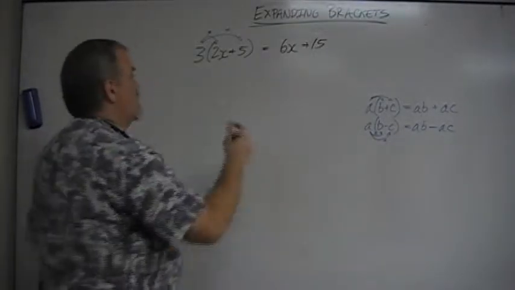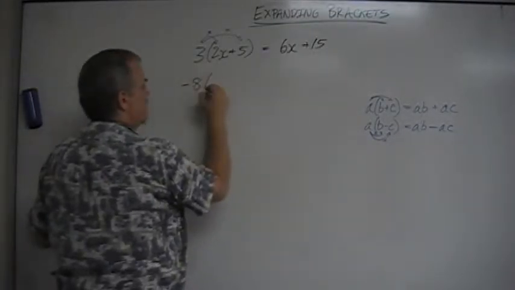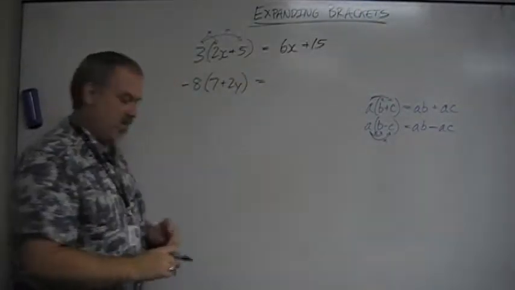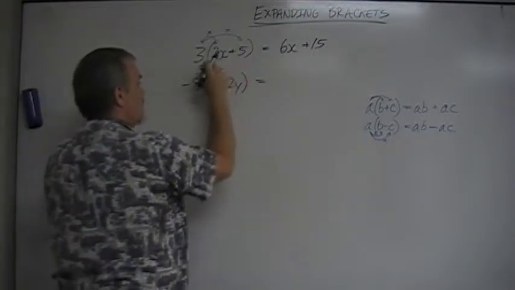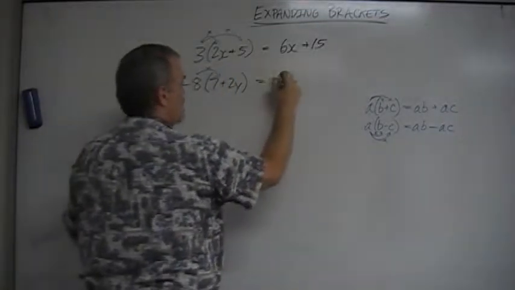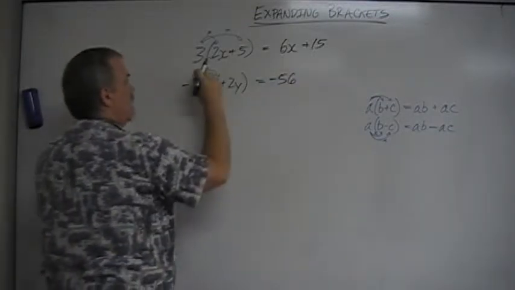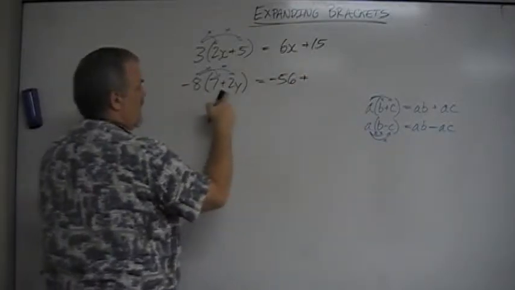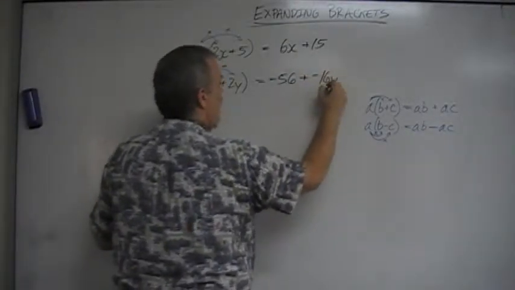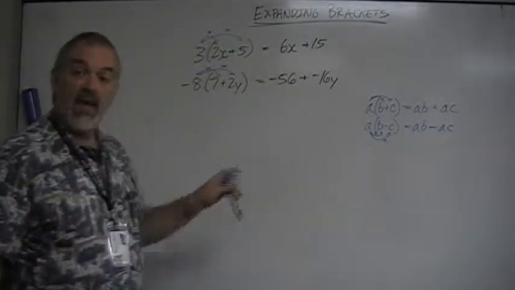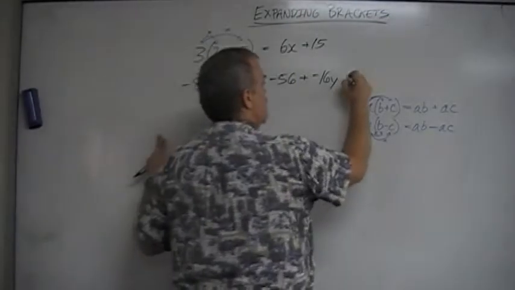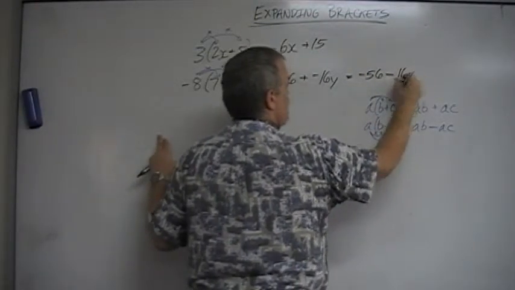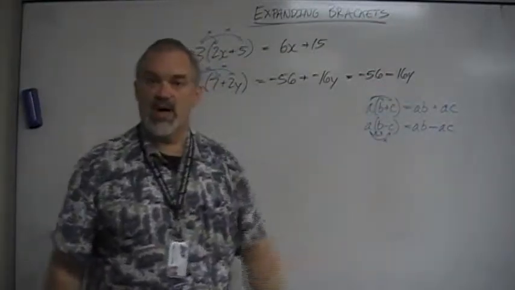Now, we can also do something like this. What if it has a minus 8 out in front? Same idea. Minus 8 times 7 gives me minus 56. Multiply here. Plus minus 8 times 2y is minus 16y. And we're done. As you know, if you wanted to, you could rewrite this: minus 56 plus a negative is the same as minus a positive, and you could write it that way. In the test, either one of those would be satisfactory.